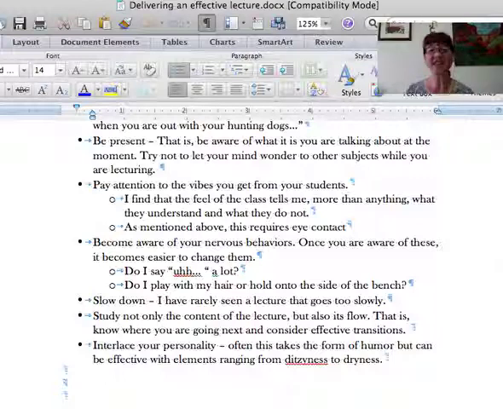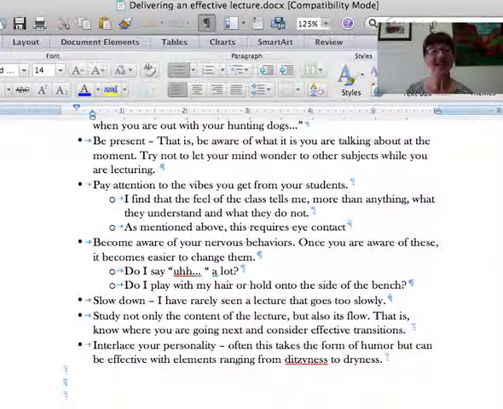And then lastly, interlace your personality. I've definitely seen this done well. A lot of you do this really well. Marielle does this really well. Callie, you do this really well. I was noticing how well Elia does this in terms of bringing in his humor. Erin, you bring in your humor, and it is great.